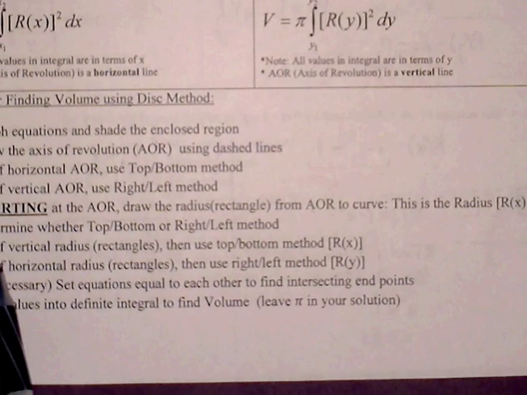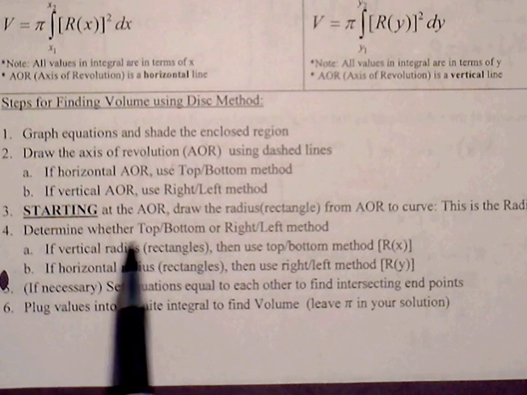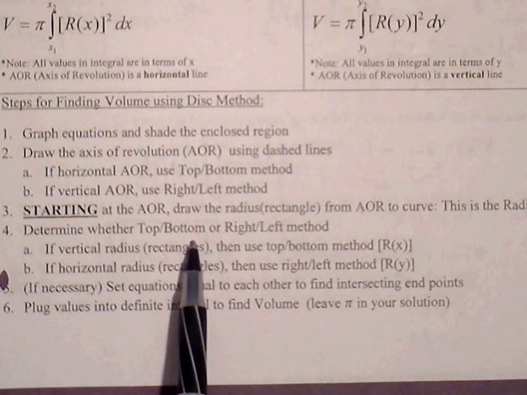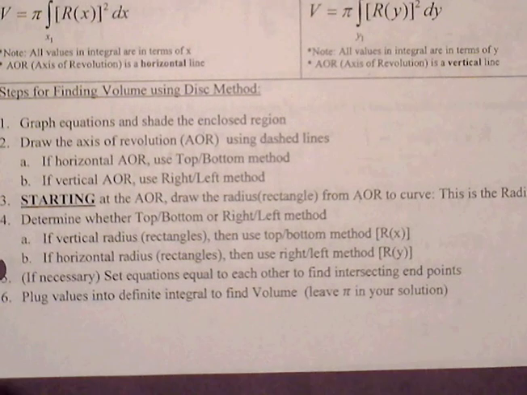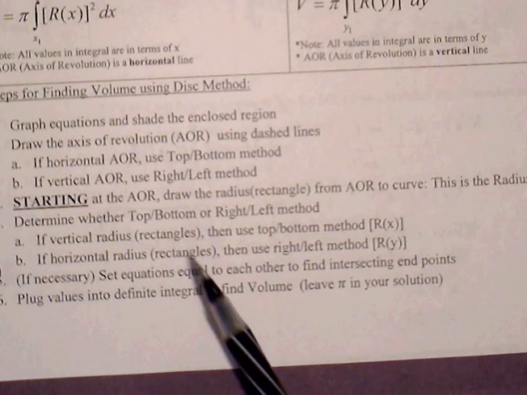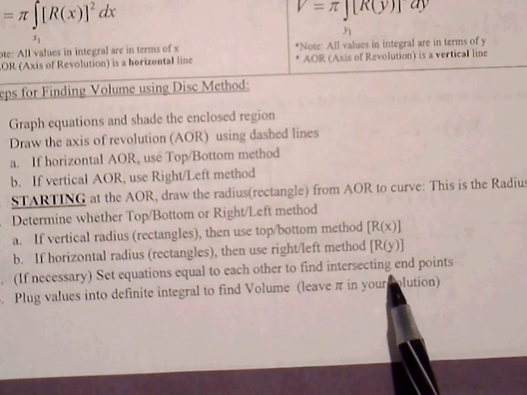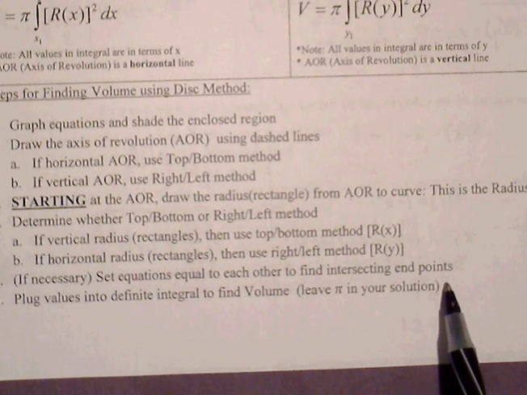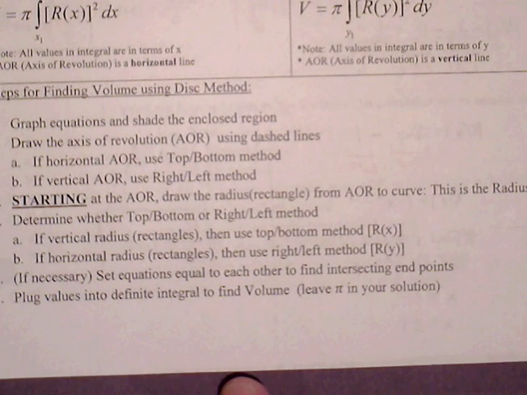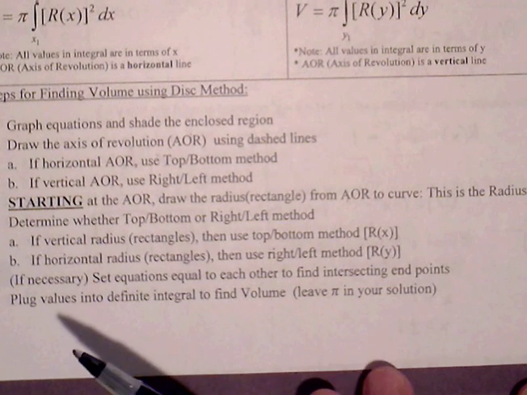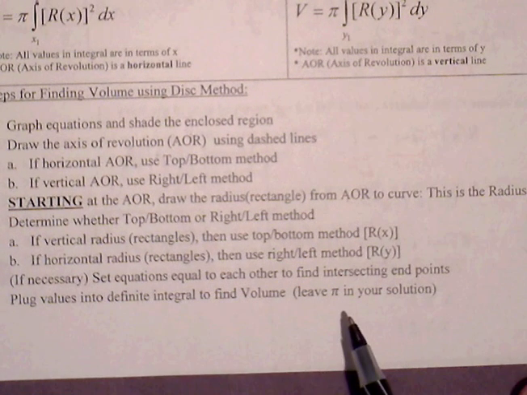Again, we can double check that we have the correct formula, whether we're using top-bottom or right-left. Next, we set our equations equal to each other if needed to find those intersecting endpoints, to find our bounds, so we can plug into our formula. And finally, plug values into the definite integral to find volume, and usually we leave pi in our solution.